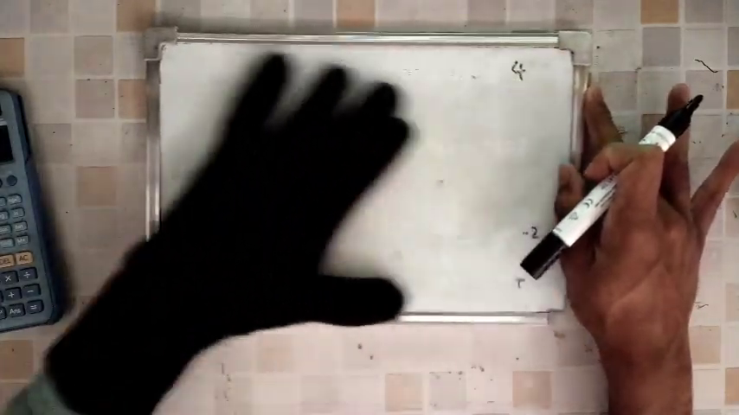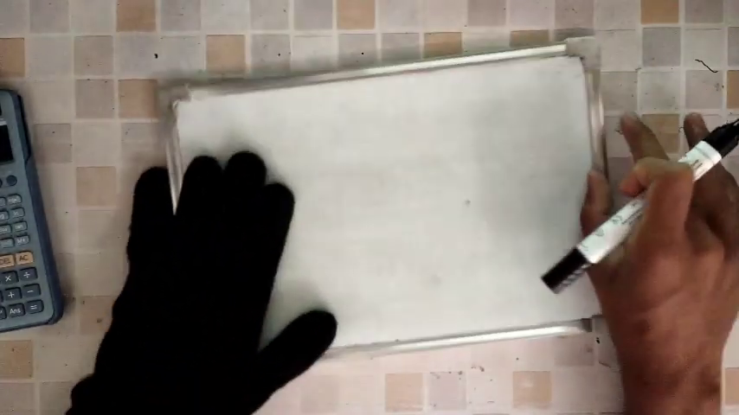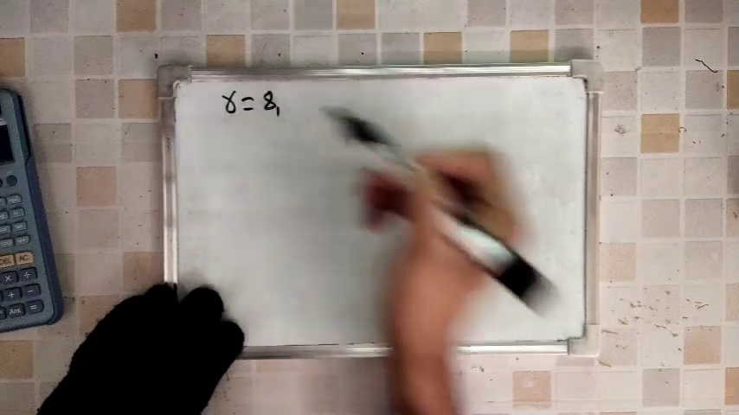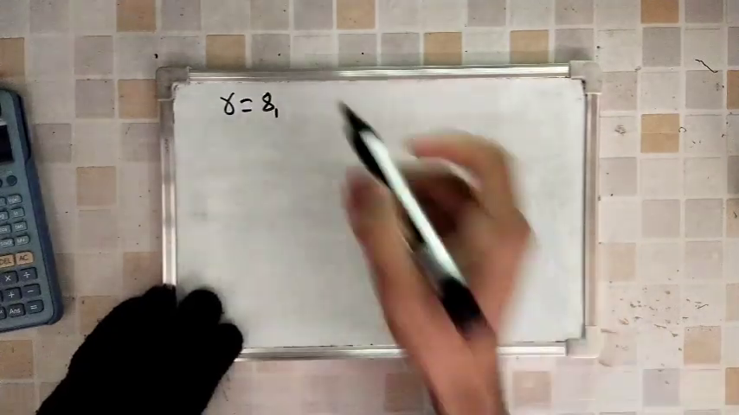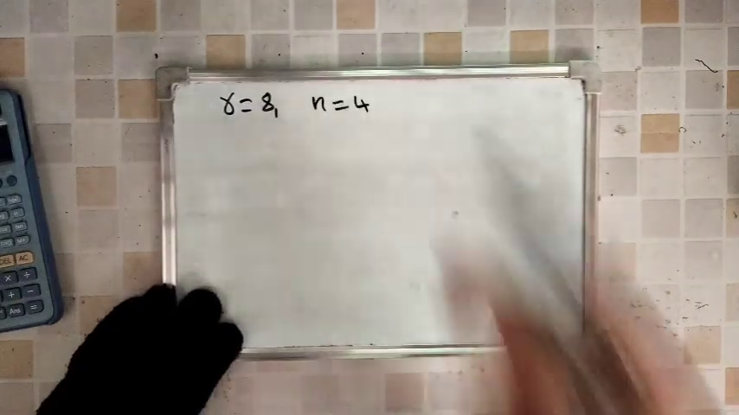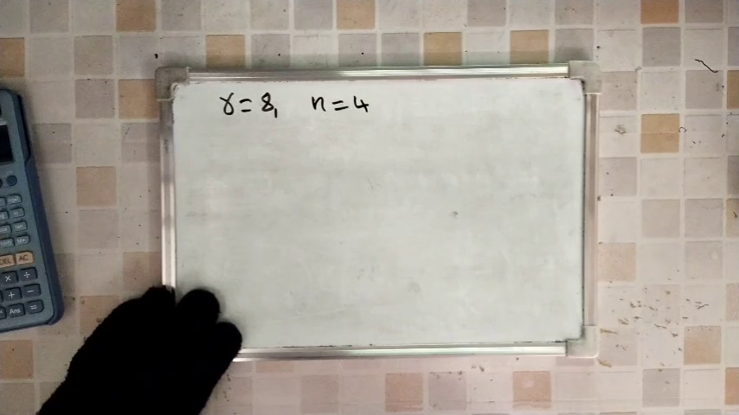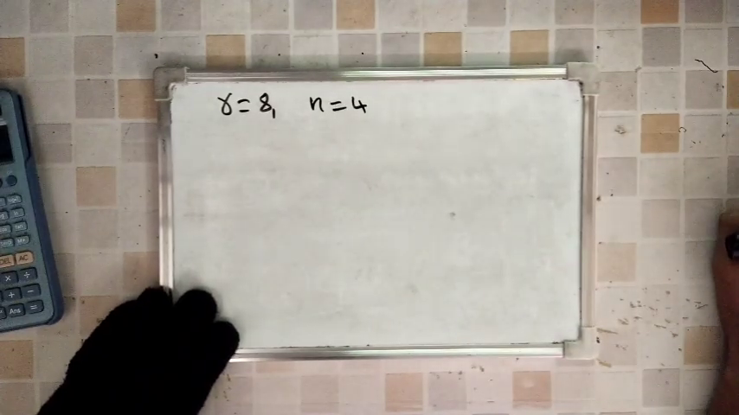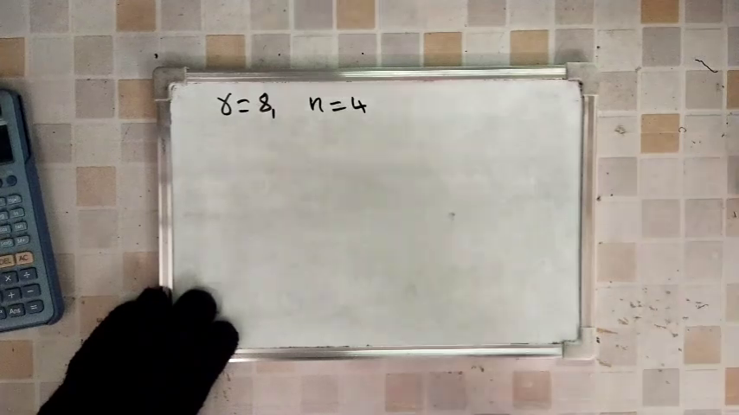I think this is combination with repetitions. Okay, see, when they say 8 identical marbles, it means all 8 marbles are the same, that is your r equals 8. Then 4 distinct containers means n equals 4, such that no container is empty. Okay, so first I have to find for no container is empty.